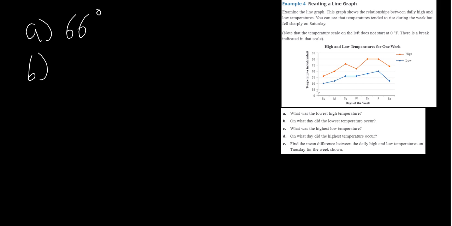All right, so on what day did the lowest temperature occur? So it looks like the lowest temperature occurred on Sunday, doesn't it? Even though things got colder on Saturday, it appears that this blue dot is lower than that blue dot. So we're going to say Sunday. What was the highest low temperature? Okay, so we're looking at the blue here. The highest of them appears to occur on Friday, and it's about 70 degrees. So 70 degrees is the low.